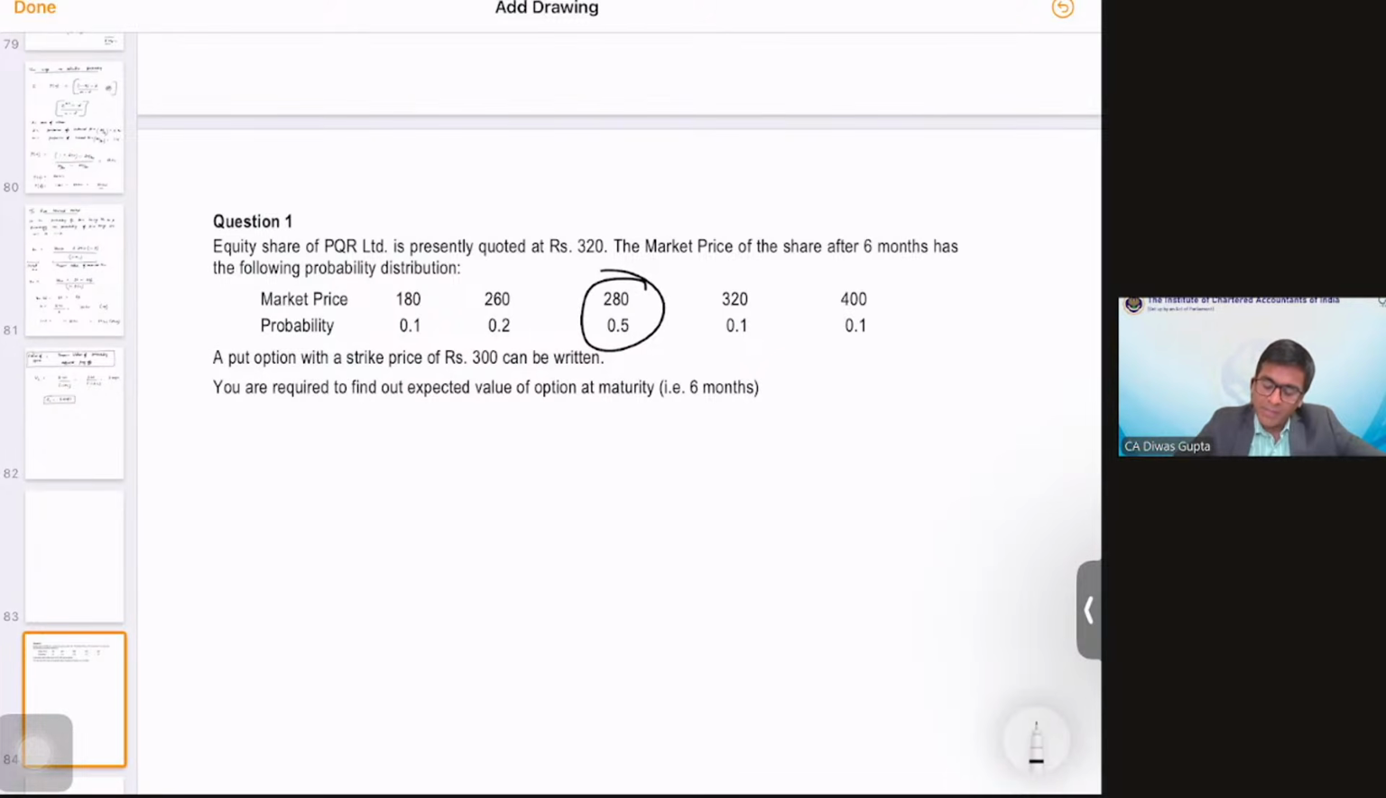A put option with a strike price of rupees 300 can be written. Can be written means it can be sold. You're required to find out the expected value of the option at maturity, students. At maturity. Correct? So they are not saying you calculate it as on today. Just see the different variations in the questions and how they change the respective solutions.